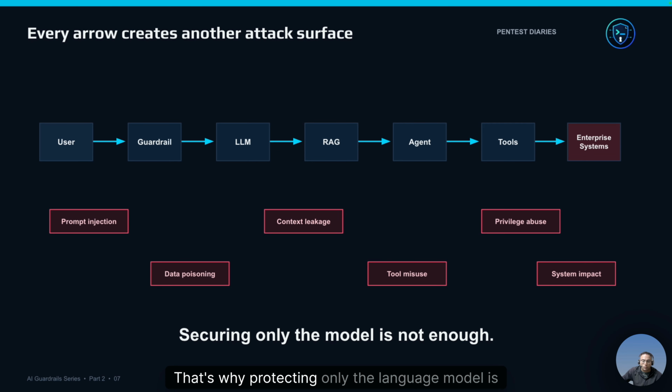That's why protecting only the language model is not enough. You could have the safest model in the world, but if the surrounding application gives that model unrestricted access to powerful tools, the overall system can still be insecure. Securing the model is not the same as securing the application. So what should a secure AI architecture actually protect?